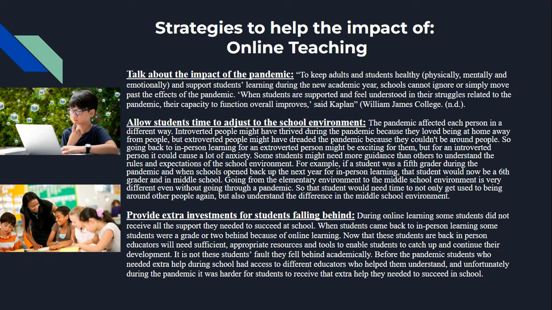Some students might need more guidance than others to understand the rules and expectations of the school environment. For example, if a student was a 5th grader during the pandemic and when schools opened back up the next year for in-person learning, that student would now be a 6th grader in middle school. Going from an elementary environment to a middle school environment is very different, even without going through a pandemic. So that student would need time to not only get used to being around other people again, but also understand the difference in the middle school environment.